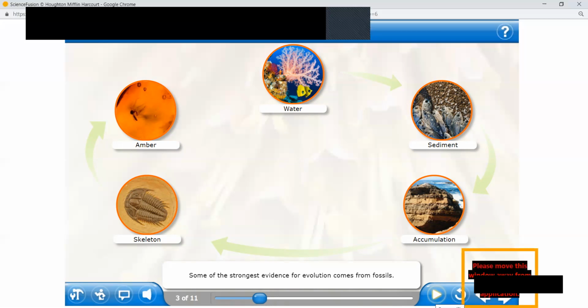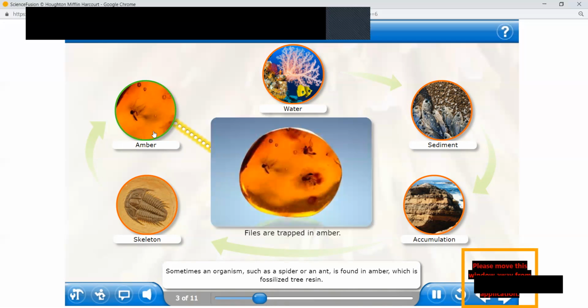Sometimes an organism, such as a spider or an ant, is found in amber, which is fossilized tree resin. Since the organism is intact, some of its DNA may be extracted, allowing scientists to study it at a genetic level.